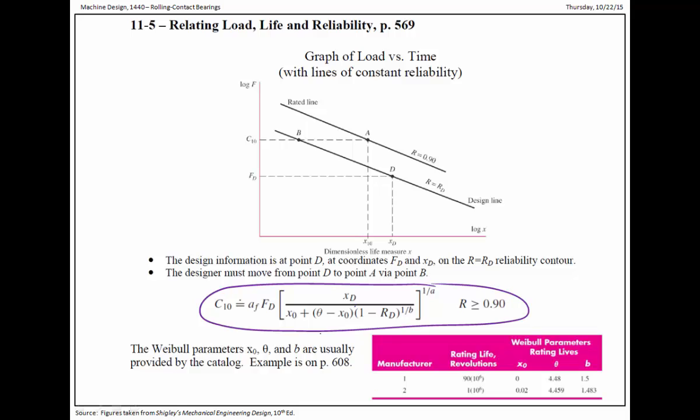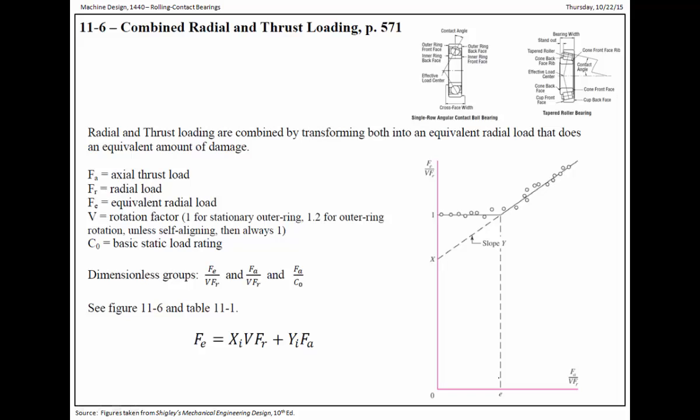All right, and to get these parameters, you might have to go to the manufacturer. In our case, we have an example, it's not located on page 608, somewhere else. But anyway, we have these parameters that we could plug in there for a particular manufacturer. In this case, manufacturer 2 is the one, some company, they're not giving us the name of it, has a rated life of 1 million cycles.